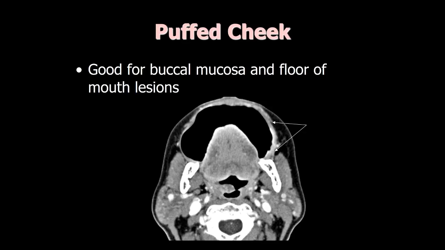We also employ puffed cheek scanning. This is especially important for lesions of the buccal mucosa. As you can see here, the left buccal carcinoma would be very hard to see if the tissue was applied to the adjacent tongue parenchyma.